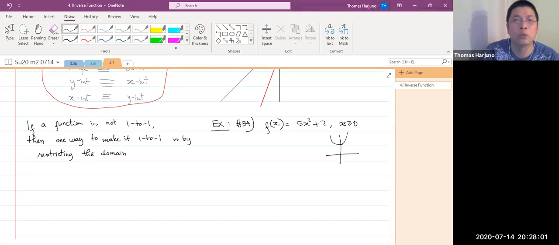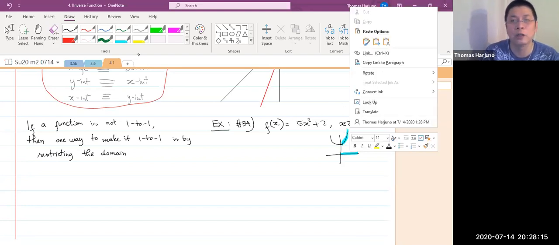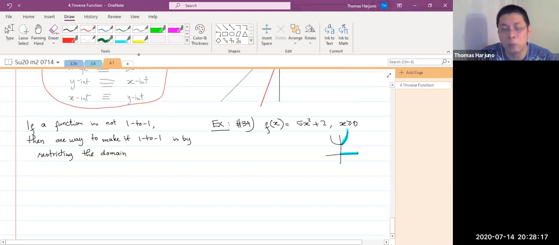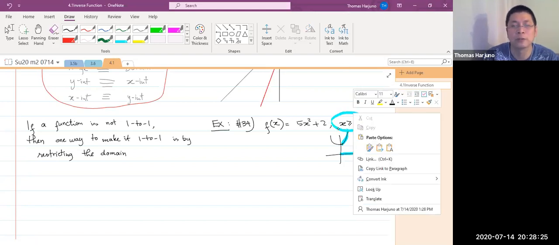Okay, but then if you restrict the domain to x non-negative, if I sketch this, it looks like this, right? It's not one-to-one until I restrict that only for x greater than or equal to 0, then we get only this part. Now notice that if you only take a look at the blue part there and you draw a horizontal line, it will hit the graph at most once. Okay, so one way to make it one-to-one is by doing such restriction.